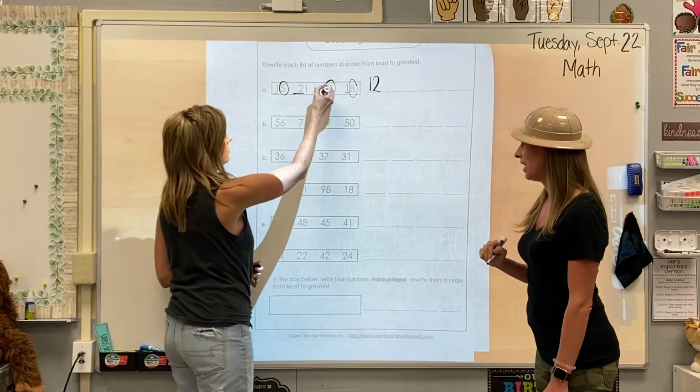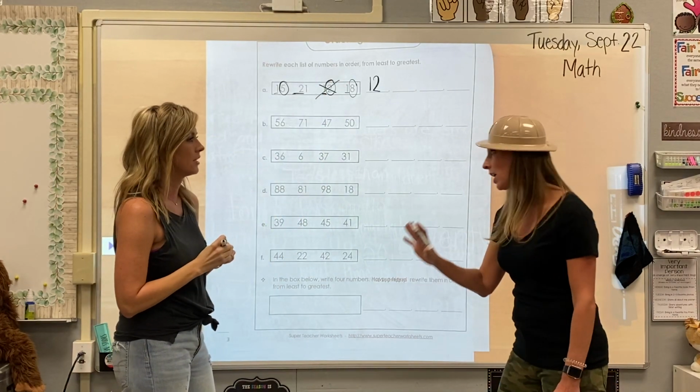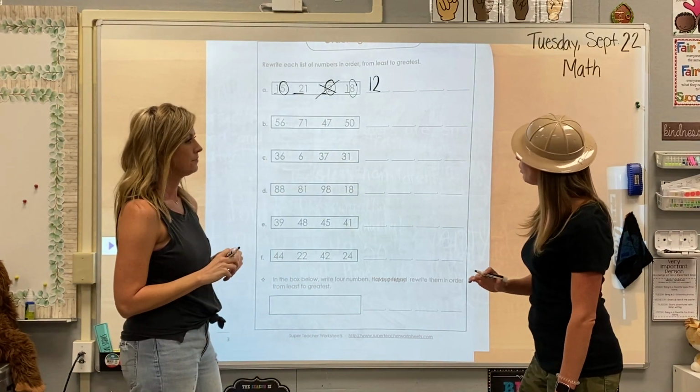Should I cross this out so that I narrow it down to smaller numbers? That would be true. And then I have less to compare it to, right? So now we're just going to keep going.